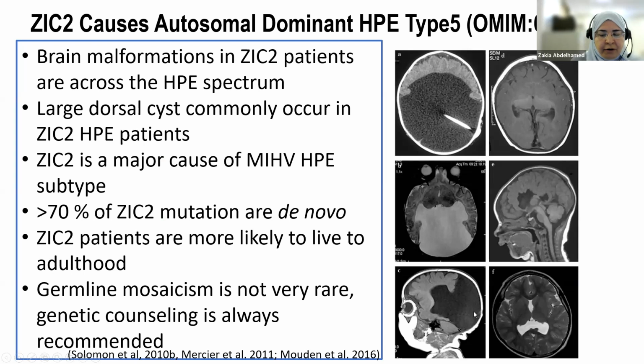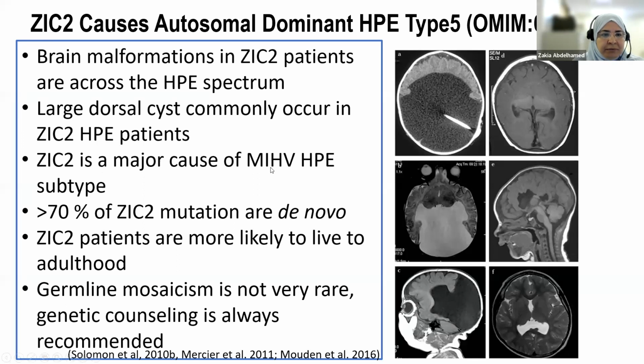pictures of the particular patient with ZIC2. It can cause the alobar, semilobar, and lobar holoprosencephaly. In addition, they most commonly have some type of large dorsal cyst or arachnoid cyst at the posterior fossa of their brain, very large. This is a very characteristic occurrence in ZIC2 holoprosencephaly patients.